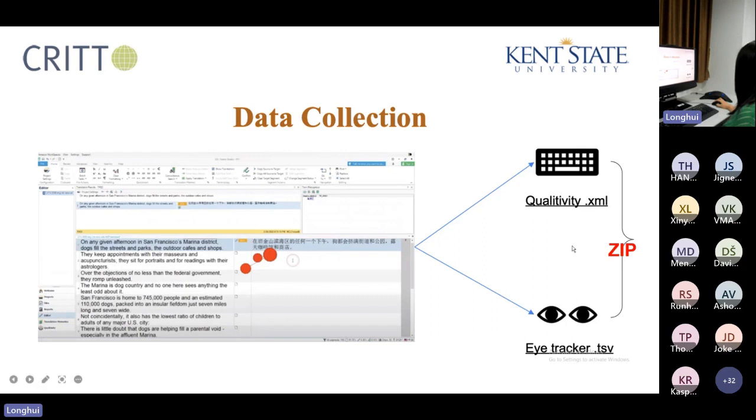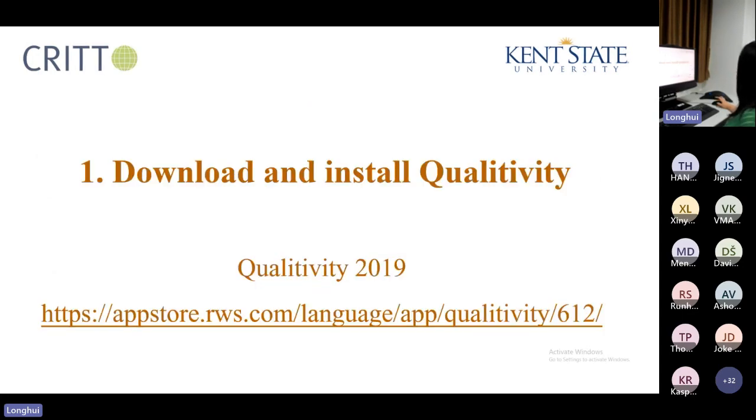And then these two streams of data can be synchronized by timestamp, where the typing behavior and fixation behavior are synchronized at the same timestamps. Then we can coordinate the eye tracking data and keylogging data. For this procedure, we have basically six steps. The first step is to download and install the Qualitivity plugin.